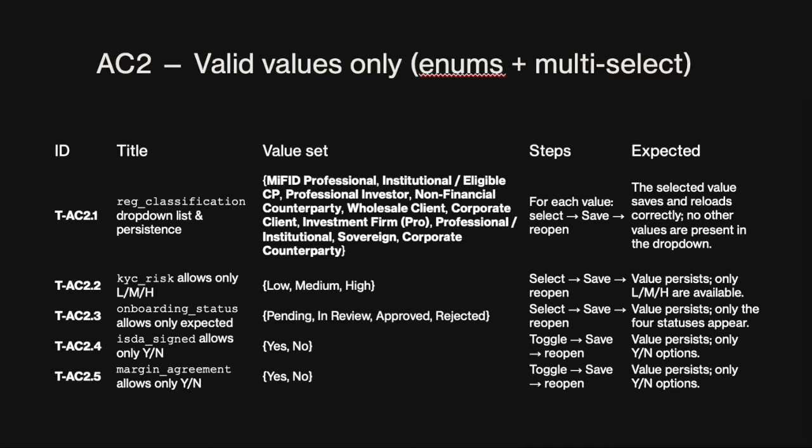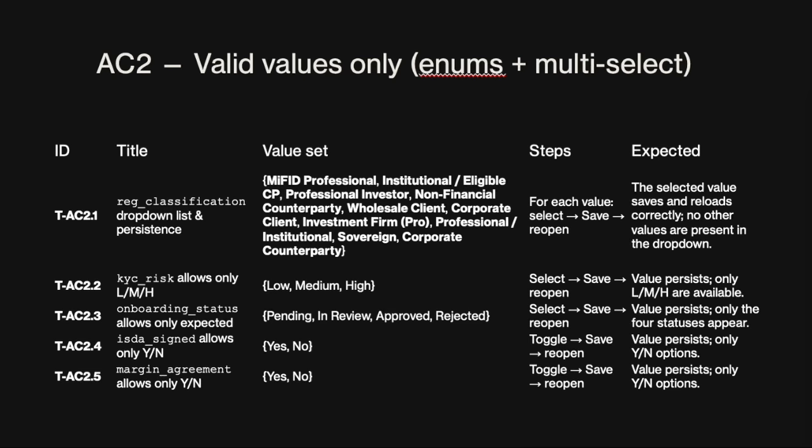Test AC 2.2, KYC, know your customer risk, allows only low, medium, high. Same pattern, cycle low, medium and high, save and reopen. Assert the set is constrained to low, medium and high and the chosen value persists. This prevents free text or unexpected values like very high.